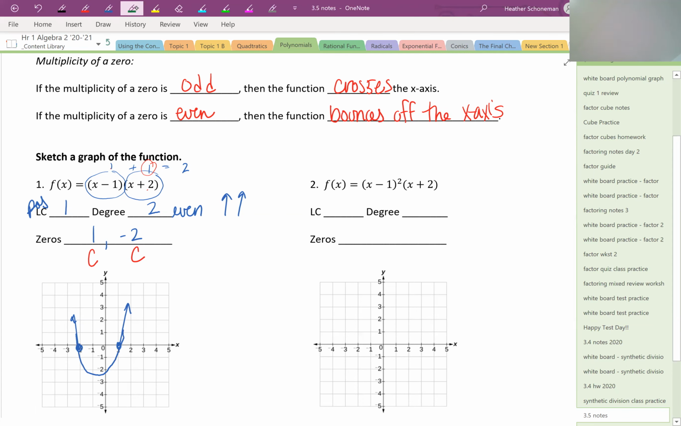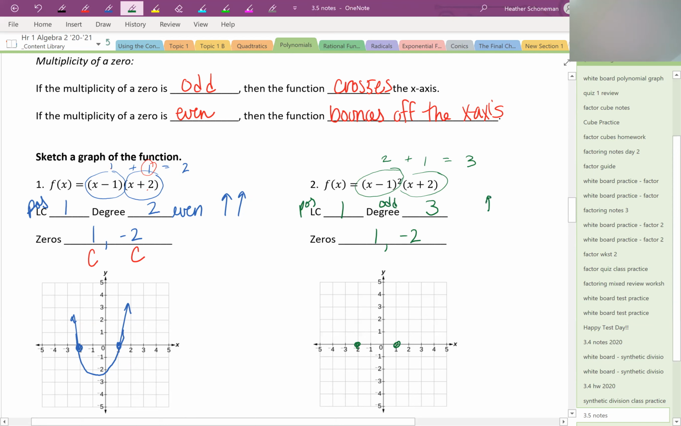Now let's compare this to what happens in the second one. Like I said, on these types of problems, the leading coefficient is always going to be 1. For the degree, this positive 1 occurs 2 times. This negative 2 occurs once, and 2 plus 1 is 3, so my degree is 3, even though my zeros are still 1 and negative 2. Because this is positive and this is odd, I'm going to go up to the right and down to the left. So I know it's going to be like this.